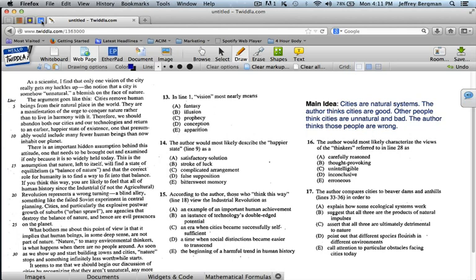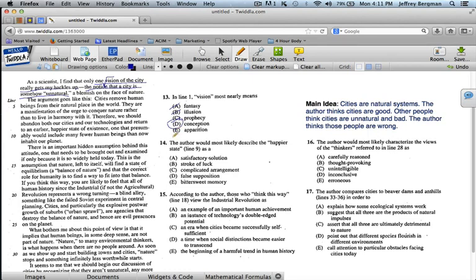Let's look at it. In line one over here, it says, "As a scientist, I find that only one vision of the city really gets my hackles up. The notion that a city is somehow unnatural." So the vision is a notion. All right. So vision most nearly means fantasy, no, that's not a notion. Illusion, no, that's not a notion. Prophecy, nope. Conception is the answer.